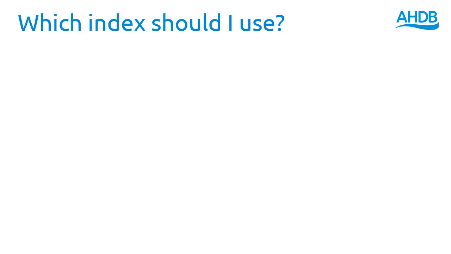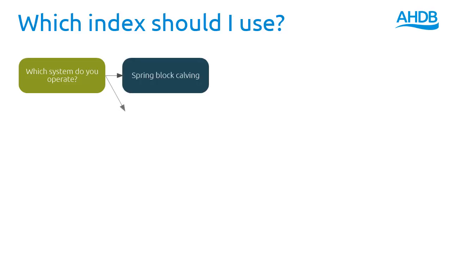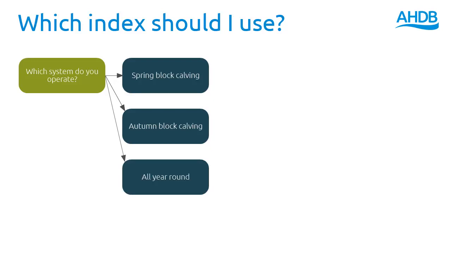Choosing which profit ranking to use for your own situation starts simply by deciding which farming system describes your herd best. In other words, do you operate a predominantly spring block, autumn block, or all year round calving system? If your herd is predominantly spring block calving, the SCI is the most appropriate one to use. Also note that this profit ranking is presented on a crossbreed basis, which means that you can directly compare and choose bulls from a variety of breeds on the same ranking.